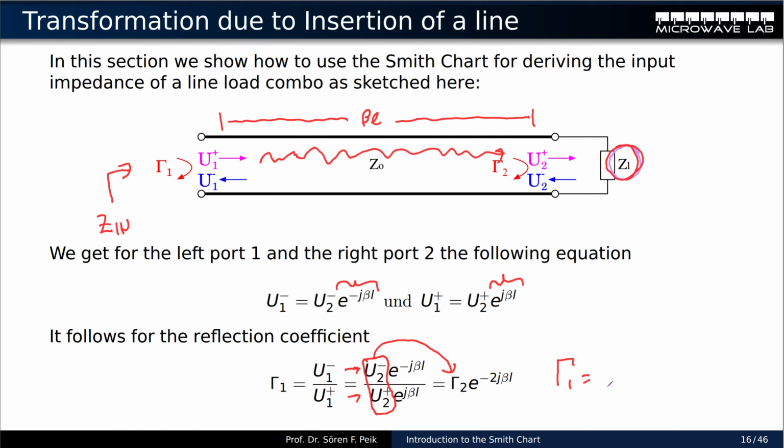So when you put this all together, I write it down here again in big. Then gamma 1 is the same as gamma 2 plus a phase delay of minus 2 j beta L. So we have a phase difference, or let's call it angle difference, of 2 j beta L, which is 2 times the electrical length of the line.